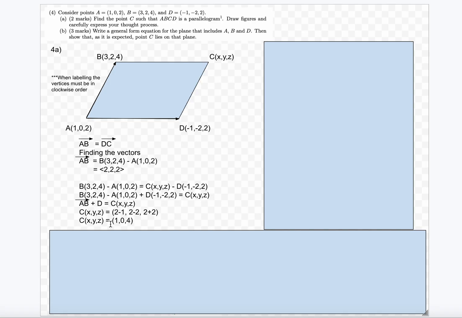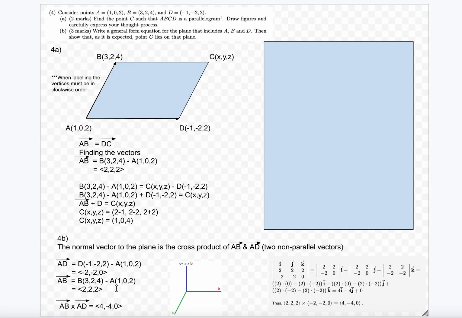So now we're going to find the equation of the plane through A, B, and D. To write a plane's equation, we need a point on the plane, so we'll use A, and a normal vector which is perpendicular to the plane. We get the normal vector by taking the cross product of two non-parallel vectors lying on the plane, so AB and AD. AB we've calculated from before, and AD we'll calculate a similar way, point D minus point A, which gives -2, -2, 0.